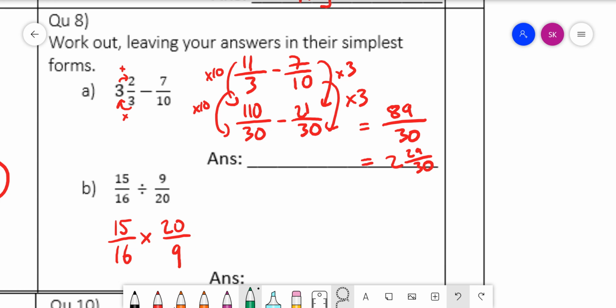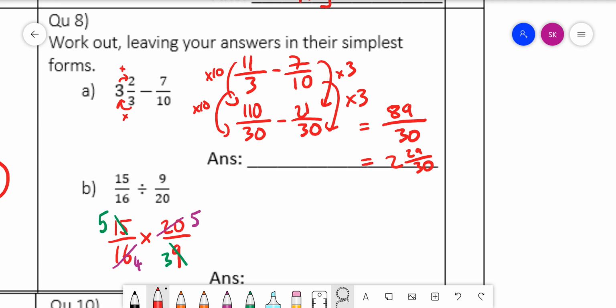I can't do vertical simplifying with these two or with these two. But what I can do is cross simplifying. Highest common factor of 15 and 9 is 3. 15 divided by 3 is 5. 9 divided by 3 is 3. Highest common factor of 16 and 20 is 4. 20 divided by 4 is 5. 16 divided by 4 is 4.